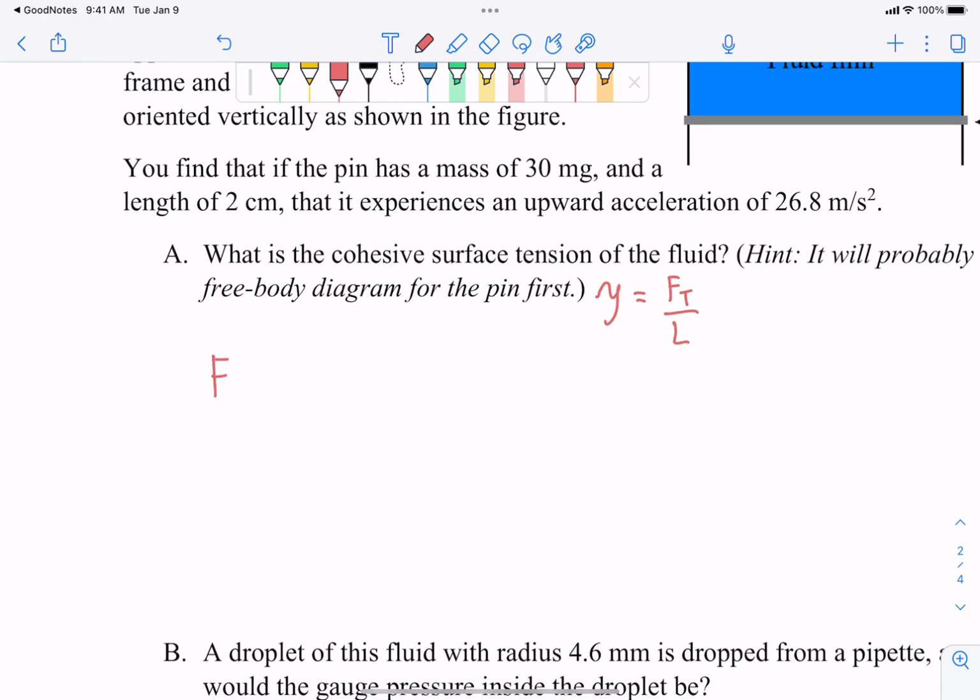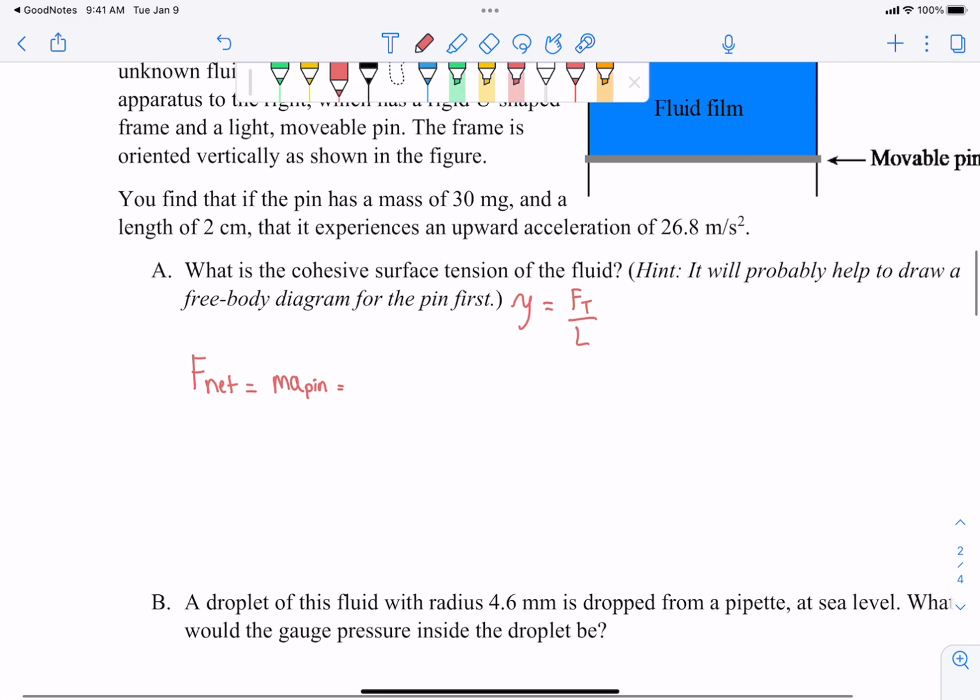So we can start writing a net force equation, right? So we know that this is the mass of the pin times the acceleration of the pin, right? And then what could that equal?